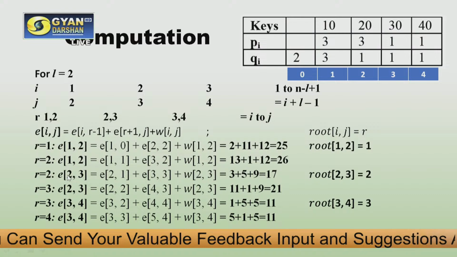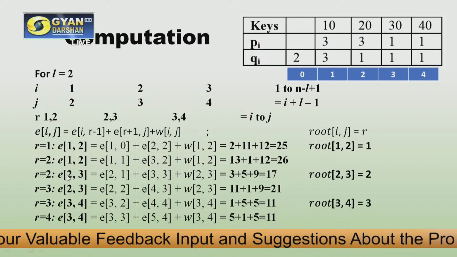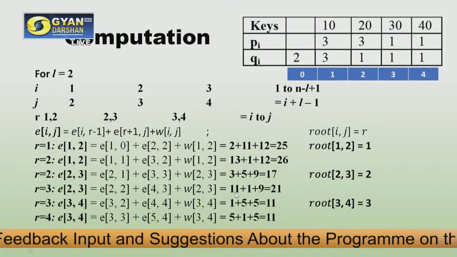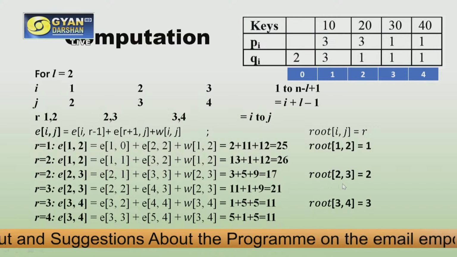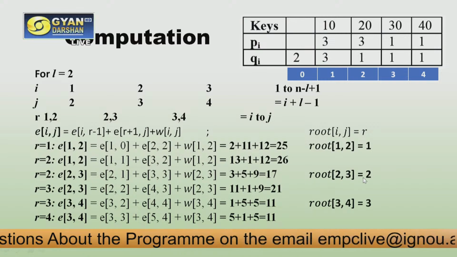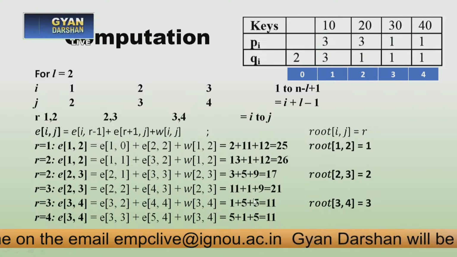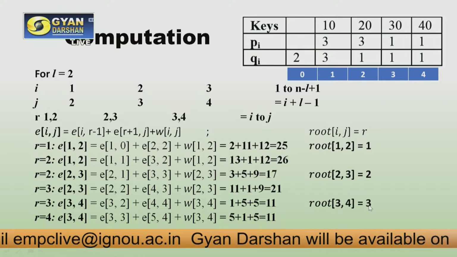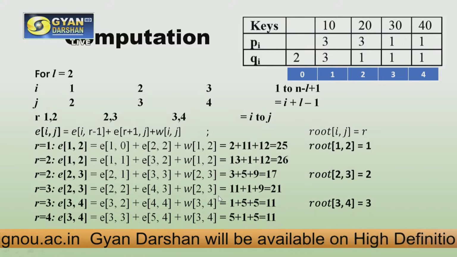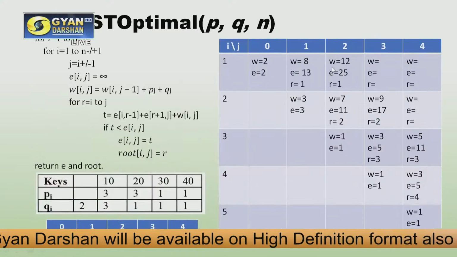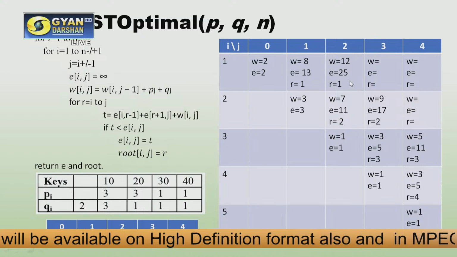Similarly, you find the value for 2, 3. You will be able to find 17 and 30, 21, and the root of this is going to be 2. For this, the first value will be selected and the root will become 3. And all these 3 values are substituted here.